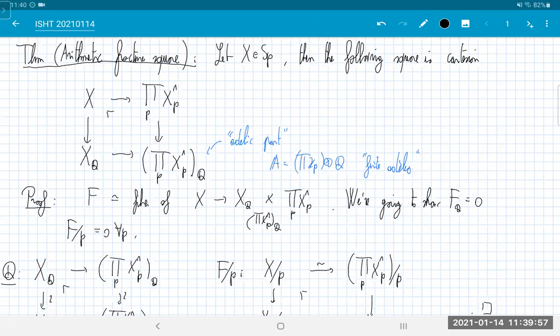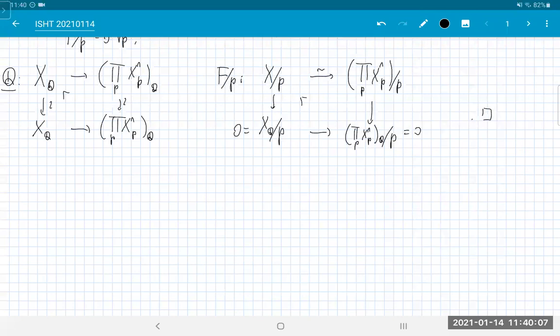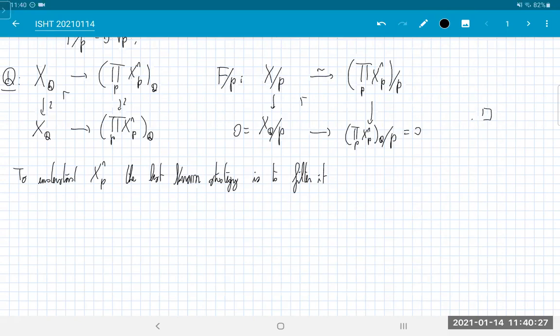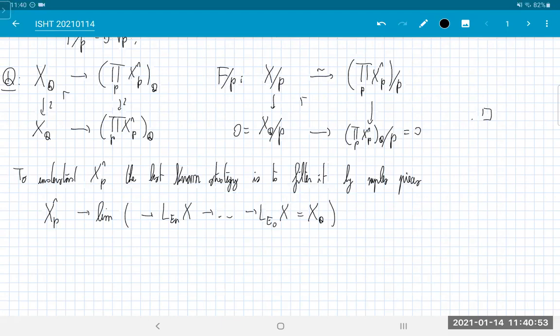No? Okay. Let me just say that to understand X complete at p, the best known strategy is to filter it by simpler pieces. And these pieces are called L_n of X. L_0 of X is in fact the rationalization. Well, okay, I guess in this setting, I really mean the L_n of the p-completion.